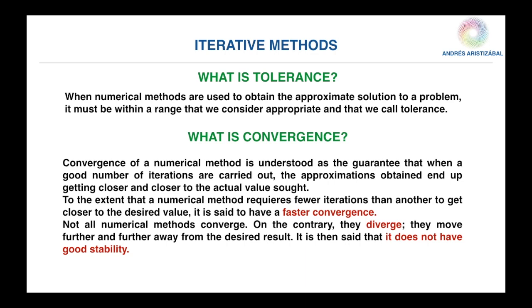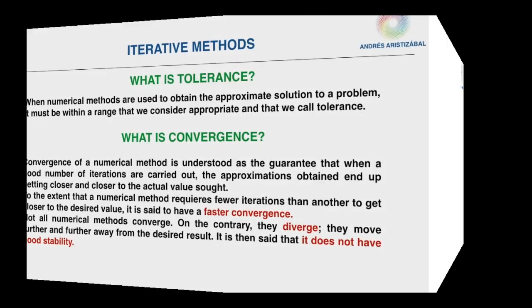To the extent that a numerical method requires fewer iterations than another to get closer to the desired value, it is said to have a faster convergence. Not all numerical methods converge. On the contrary, they diverge. They move farther and farther away from the desired result. It is then said that it does not have good stability.